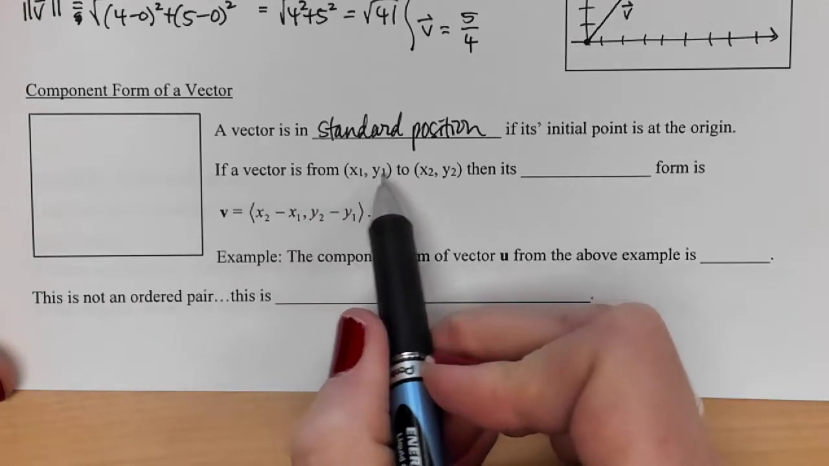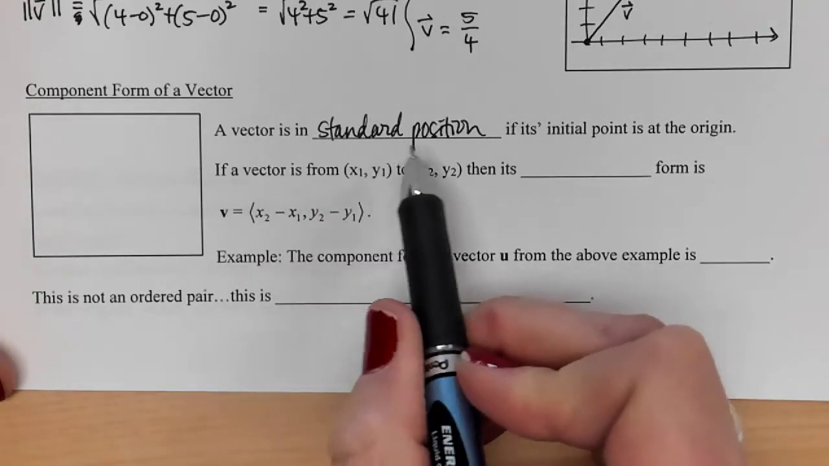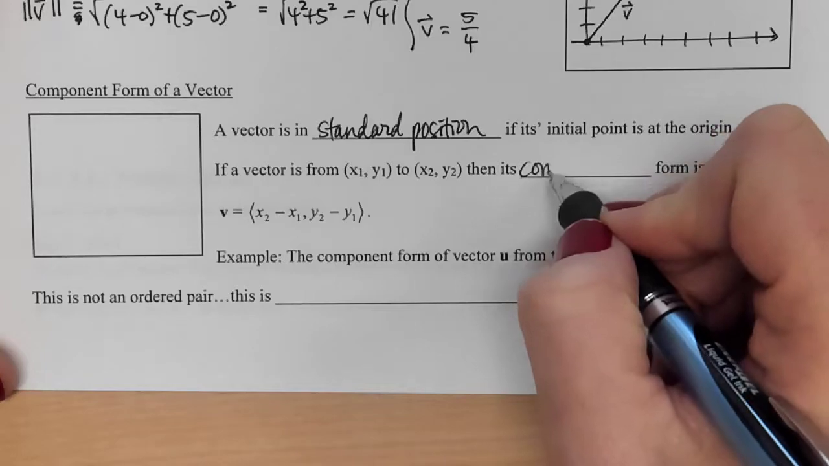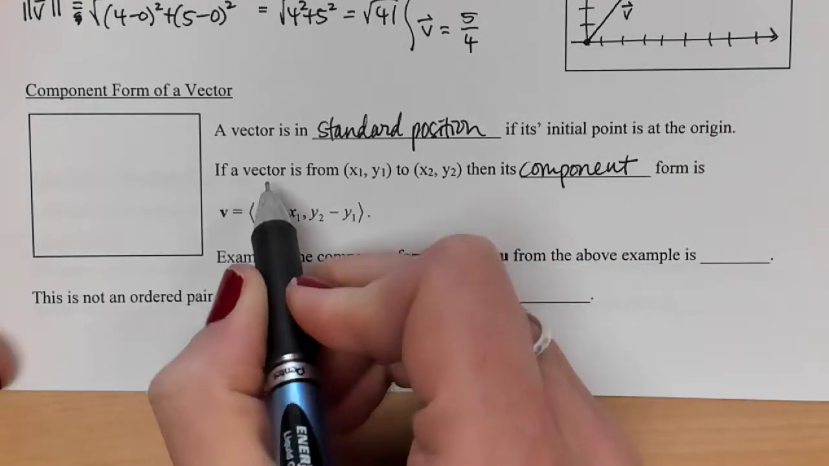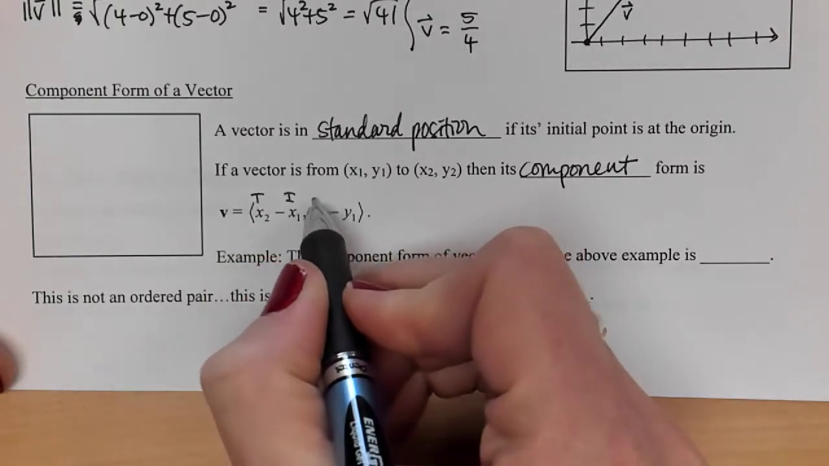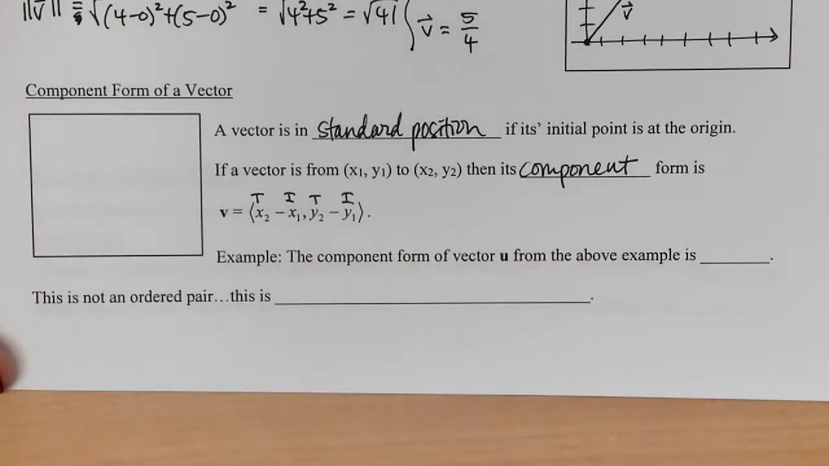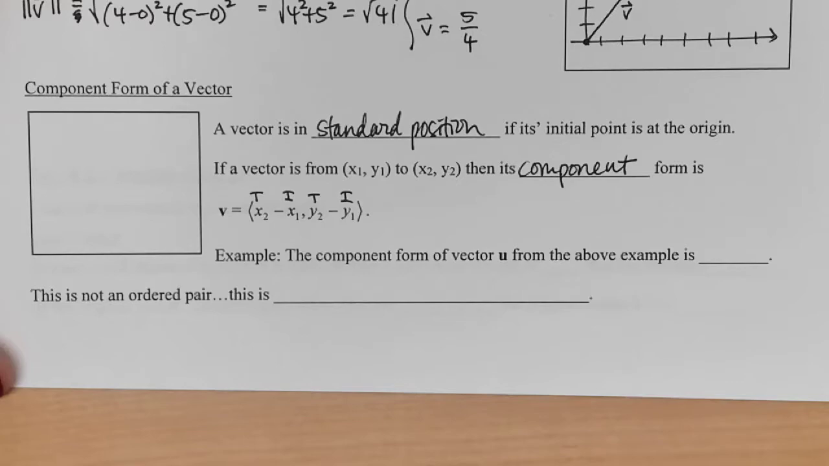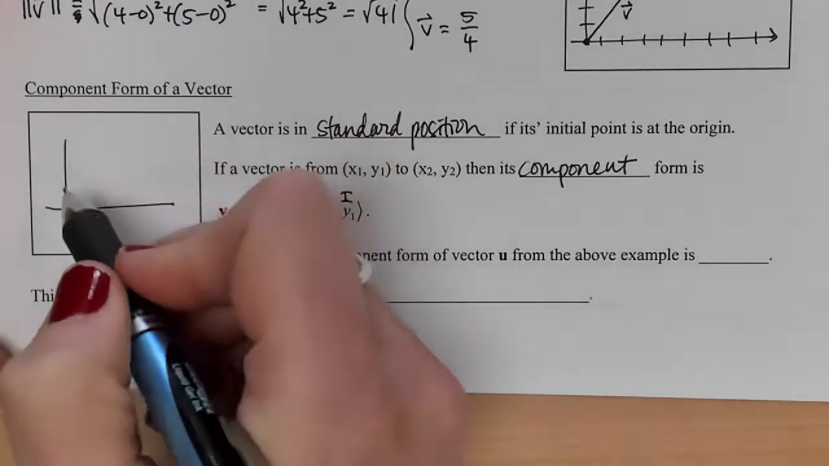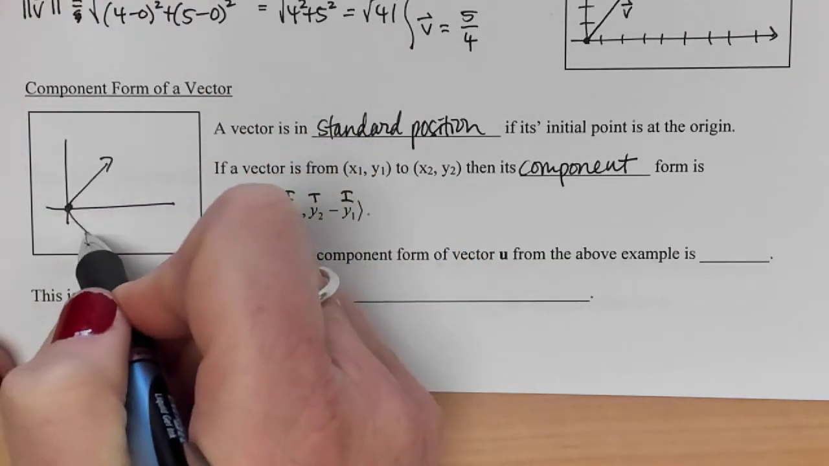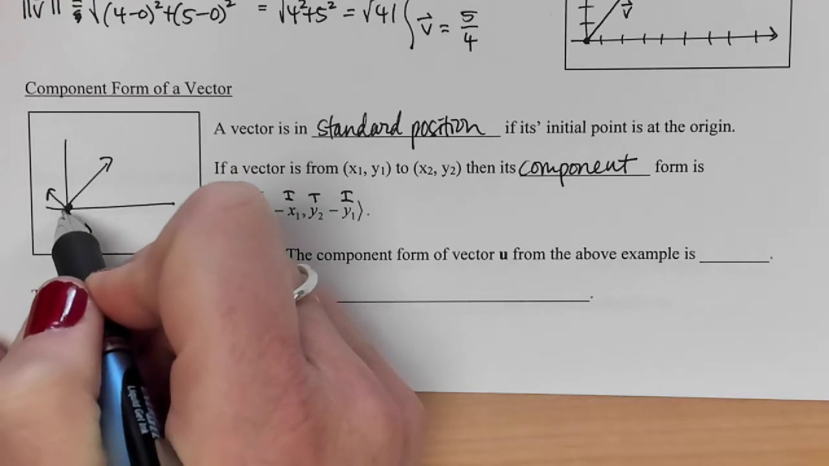If a vector is from this point to this point, then its component form is, you subtract terminal minus initial. Terminal minus initial. You're trying to determine what the vector is doing. Which direction did it go? So standard position again just means that the vector starts at the origin, could go in any direction, could be any length.